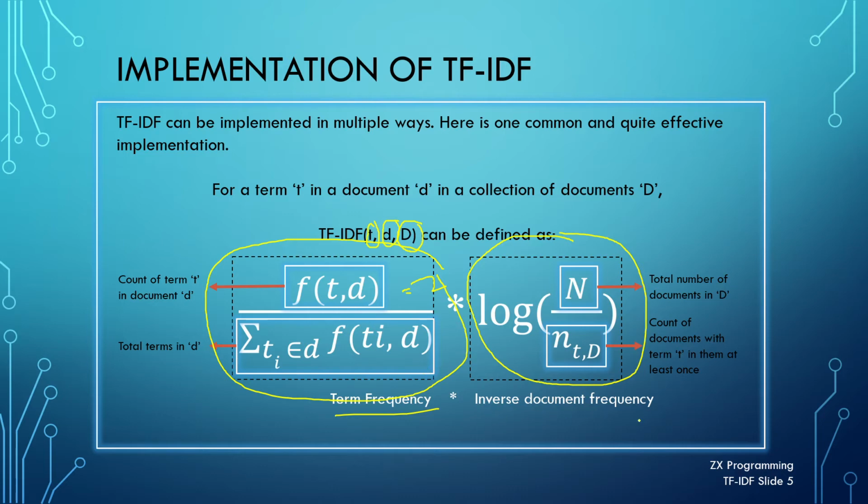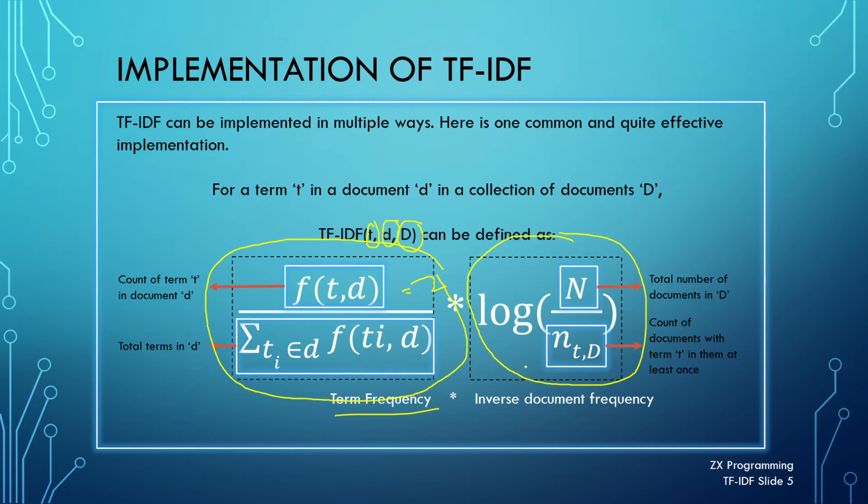In the inverse document frequency, the numerator, capital N, denotes the number of documents in D. A document is basically any text data. So if we have a data set of 10 text strings, N will be equal to 10. The denominator, n_t,D, denotes the number of documents in which the term T appears. For example, if we have a data set of 10 tweets and there was a term that appeared in 3 of the tweets out of 10, n_t,D will be equal to 3 and capital N will be equal to 10. Then we take the log of this fraction and multiply it with term frequency to get the TF-IDF value.